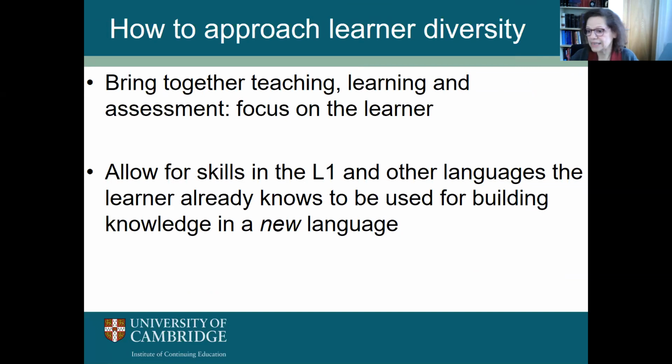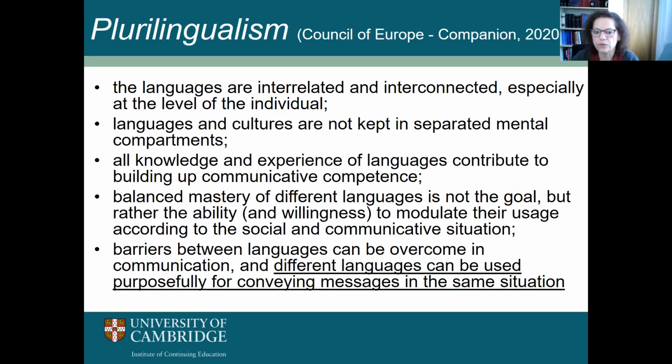Well, Seifert tells us, and I think they're right, that we need to bring together teaching, learning, and assessment, and we need to focus on the learner and the diversity that we observe in the learners. We also need to allow for skills that children, and adult learners, have already developed in their first language and other languages to be used for building knowledge in a new language. So we shouldn't separate the languages like that.